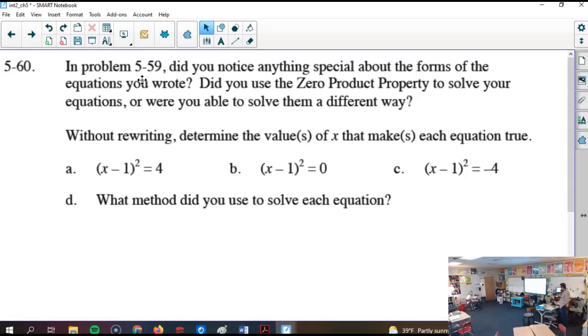Does A only have one answer? Probably not. No, it's 3 or -1. Why? Because -2 or 2 can square to 4. I forgot it wasn't 0.